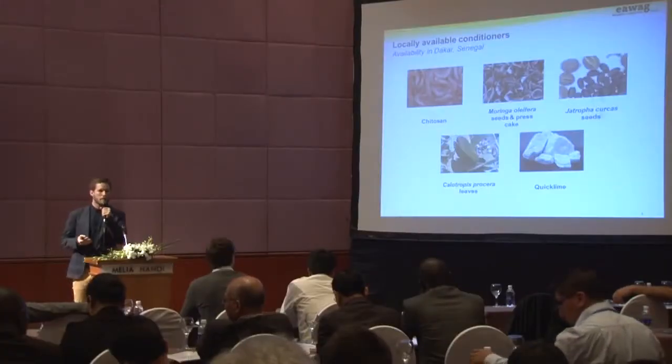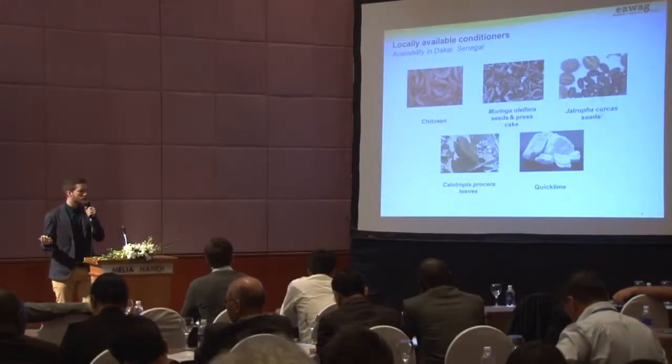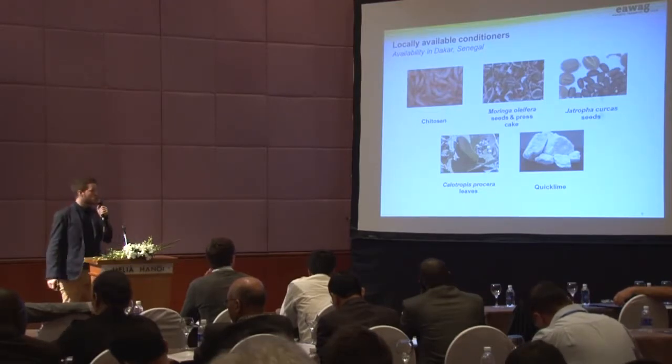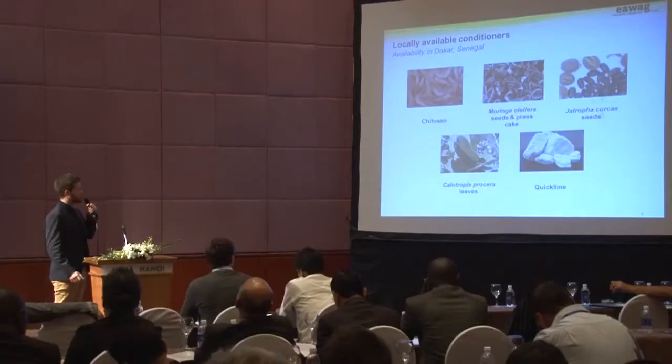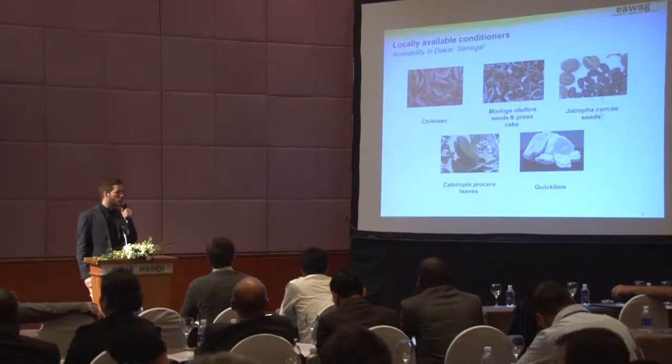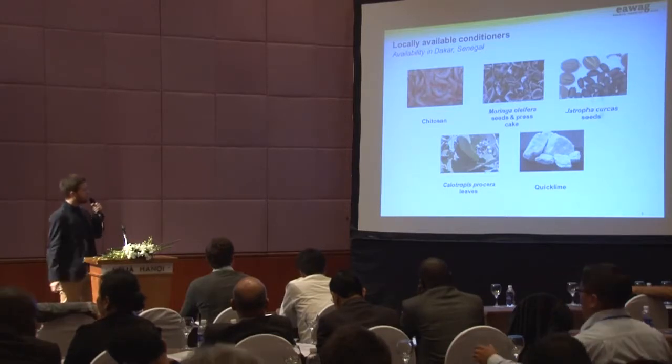So as part of this study, we were looking at using commercial conditioners, so conditioners which are available in Europe, the United States, and I believe also in Asia, where conditioners are produced, and we were comparing them with conditioners which are locally available in Dakar and potentially also locally available in other low-income countries or other areas of the world. I think we shouldn't always talk only about low-income areas. There can also be implications for other regions. So these are the ones we're looking at: chitosan, Moringa oleifera, Jatropha curcas, Calotropis procera, and lime.